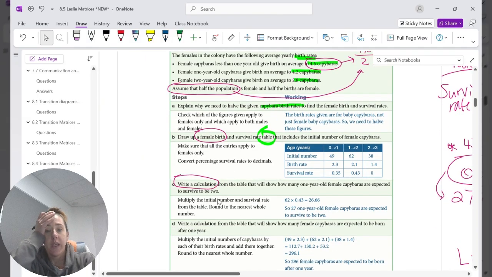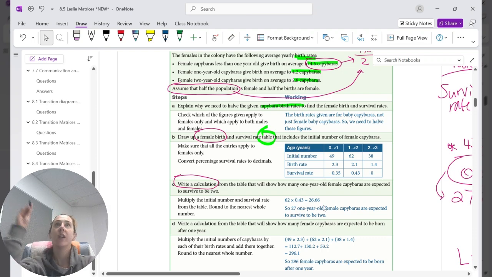Okay. We are going to now write a calculation from the table that will show how many 1-year-old female capybaras are expected to survive to 2. So we know that we've got 62 that are aged 1 to less than 2 years old, and we expect that 0.43 of those will move into the next category. So all we're doing is calculating 62 times 0.43, which gives us 26.66.